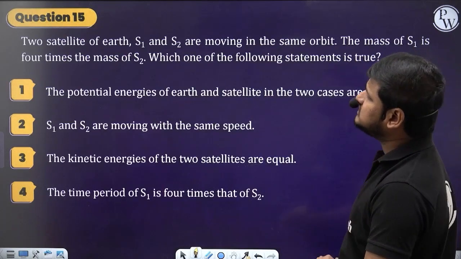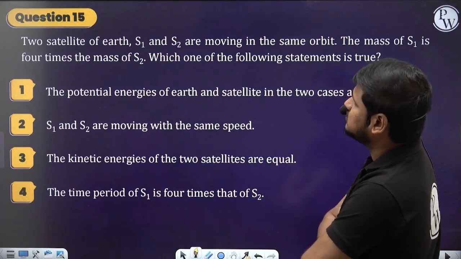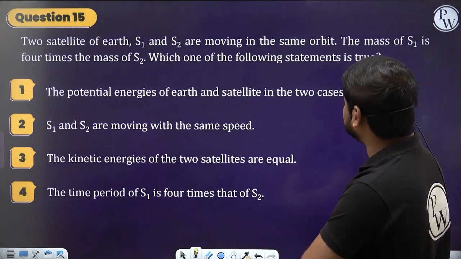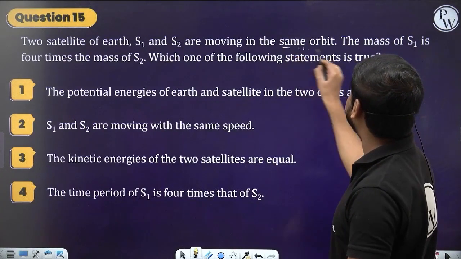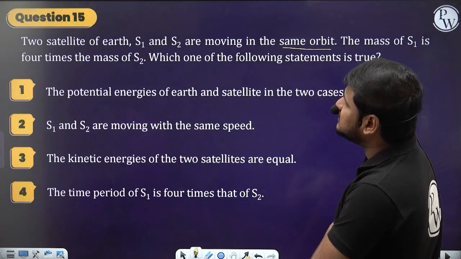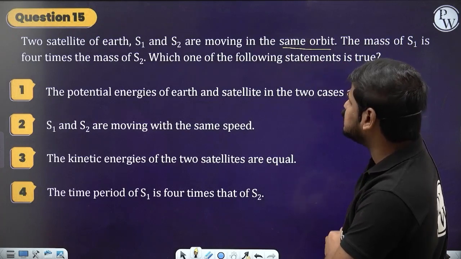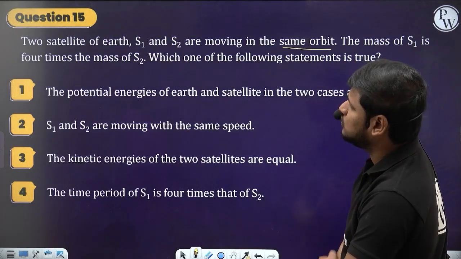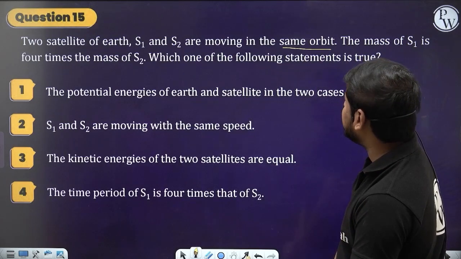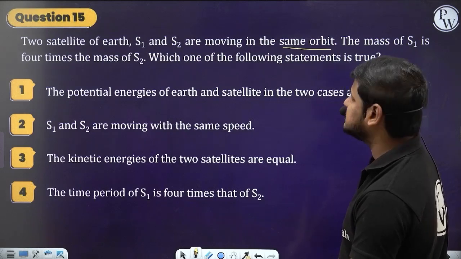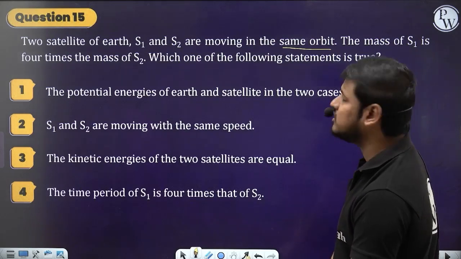So there are two satellites of Earth, S1 and S2, moving in the same orbit. Fine. So the mass of S1 is 4 times the mass of S2. Then which of the following statements is true? The potential energies of Earth and satellites in the two cases are equal. The potential energy will depend on the mass of the satellite.